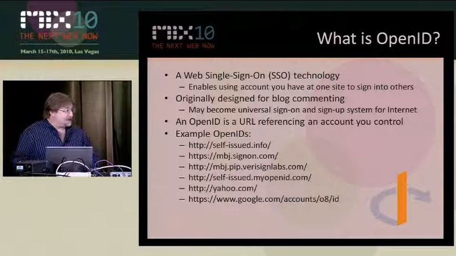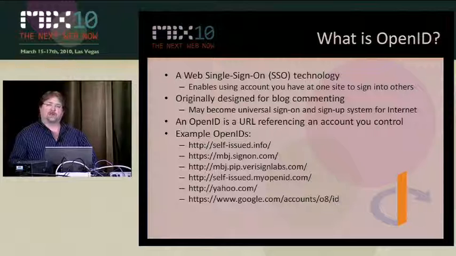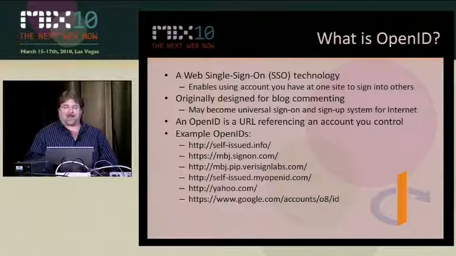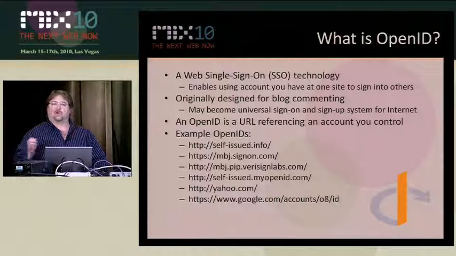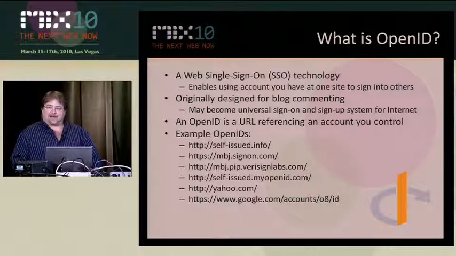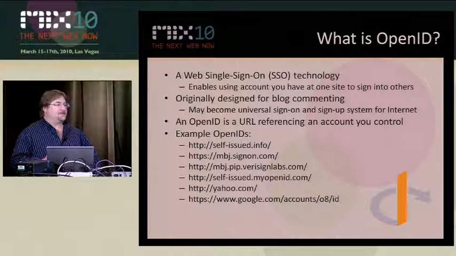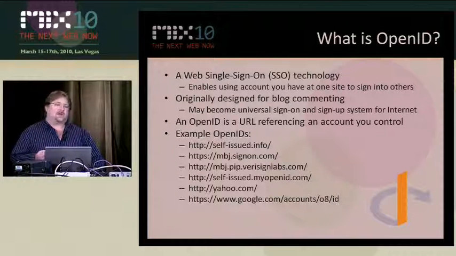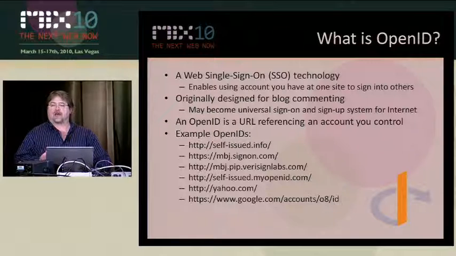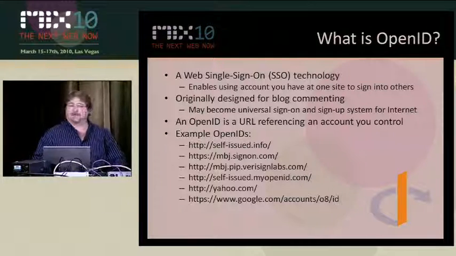So what's an OpenID? An OpenID is a single sign-on technology that was originally developed for the use case of leaving comments on blogs, so that you could know who it was that was commenting and have some authority that it was Mike Jones rather than fake Michael Jackson or something. And indeed, we're taking a bet that this could become the single sign-on technology for the internet and a way of releasing information about you. So this is fairly important.